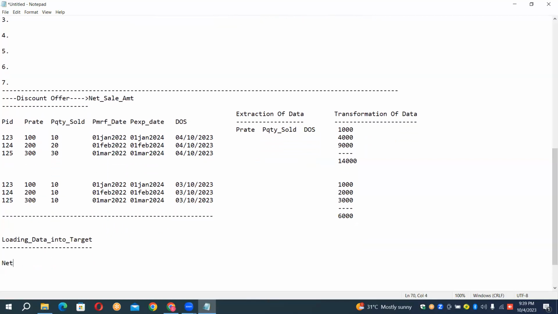Net sales amount, I want like this. What is the net sales amount? Tell me now. Day wise, it is 14,000. And the next one is what? 6,000. Am I right? And now when does this sales happen? DOS. I can say, on which date did this sales happen? Tell me now, guys. 04/10/2023. And this has happened on what?